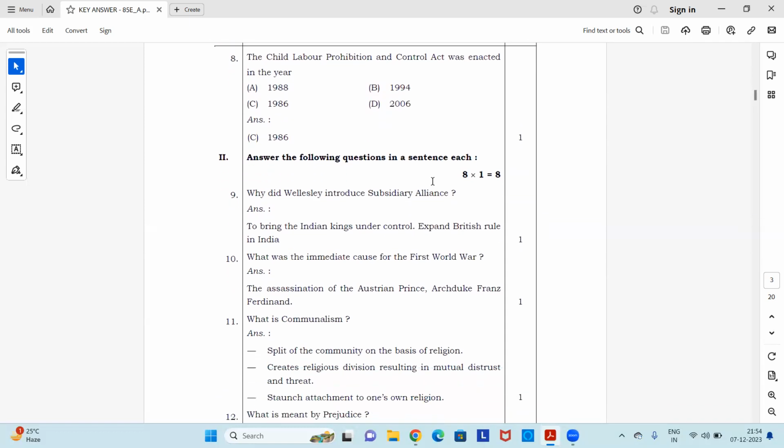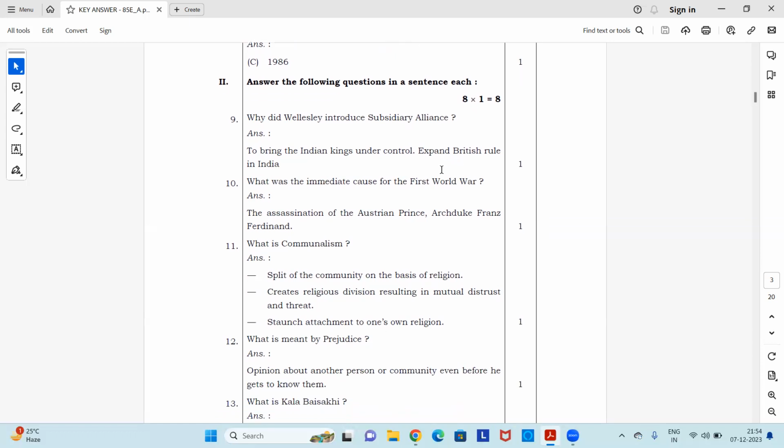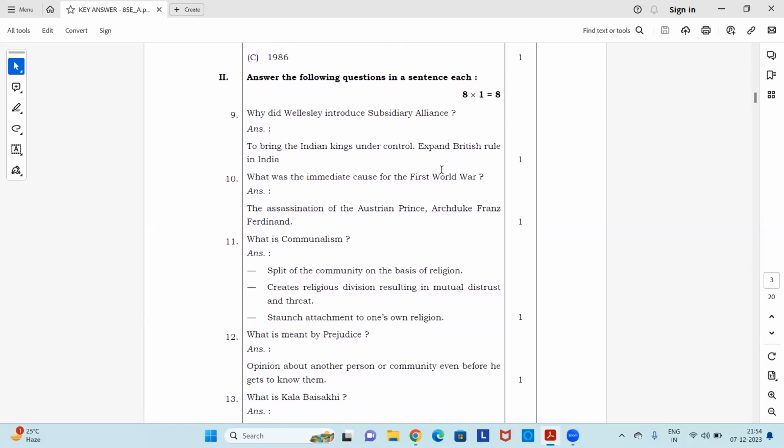Now let's go to the second main. Answer the following questions in a sentence each. Again, you have 1 mark answers. You will be having 8 questions. You have to attempt all. There are no options here. So it's a 1 line answer, 1 sentence answer. So the question numbering is continued.